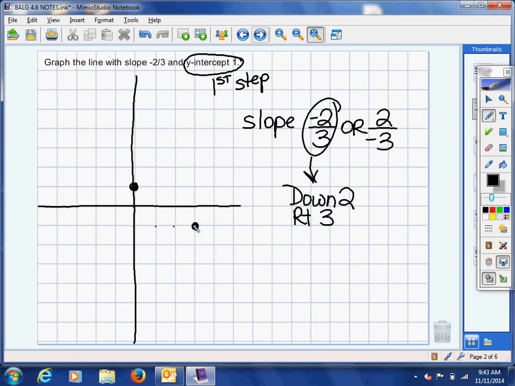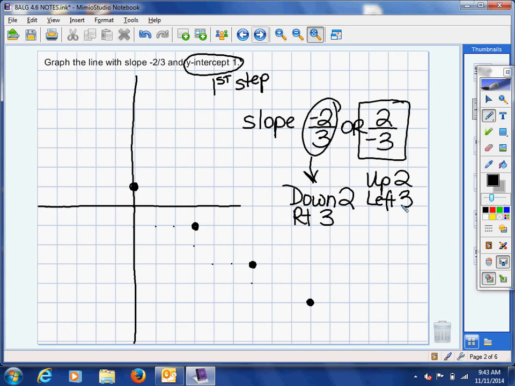Mark your point. Down 2, right 3. Mark your point. Let's do one more. Down 2, right 3. Awesome. That looks great. Now, let's do the other version. Let's come over here and let's do up 2, left 3. That's what 2 over negative 3 means. Positive on the 2 means to go up. Negative on the 3 means go left.